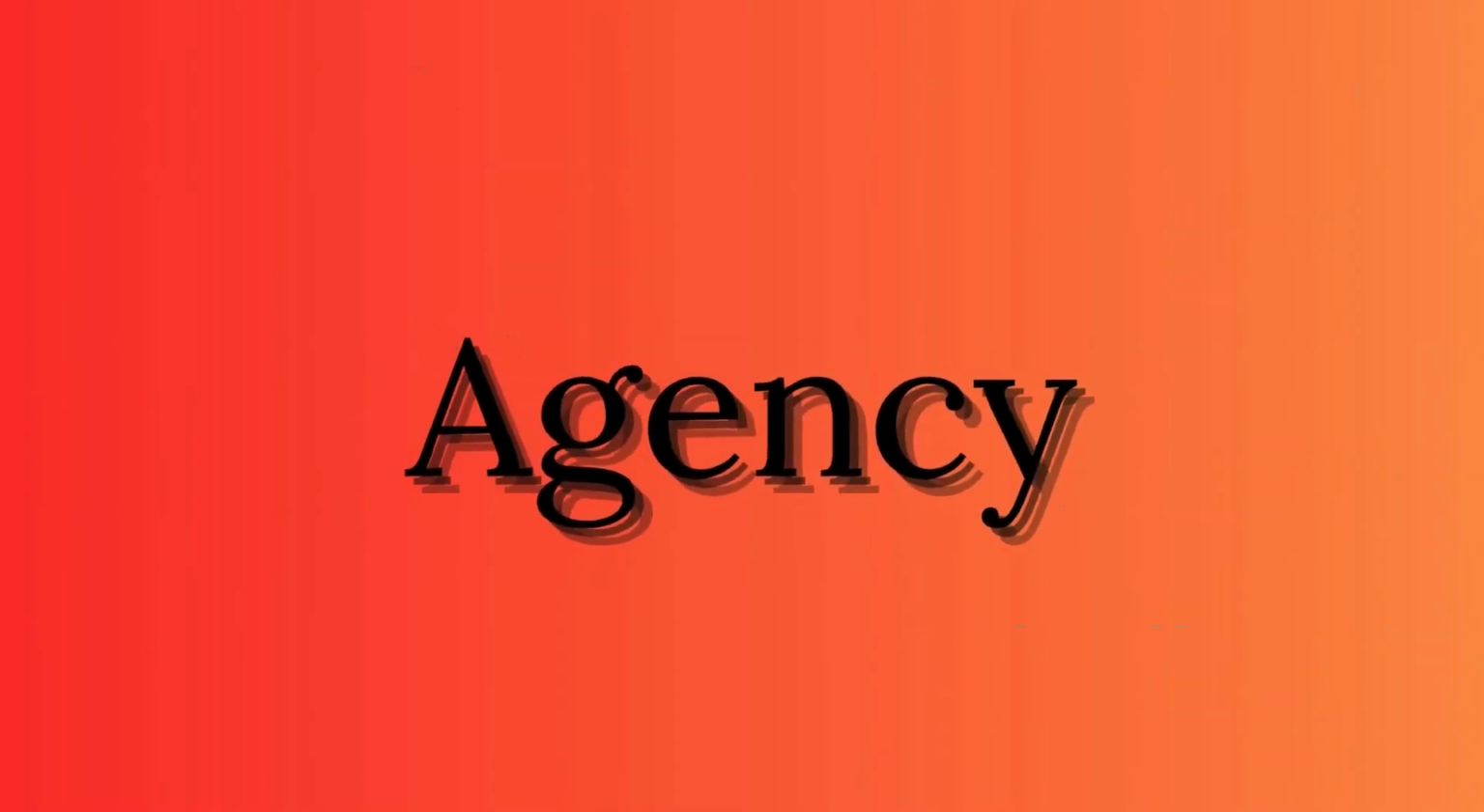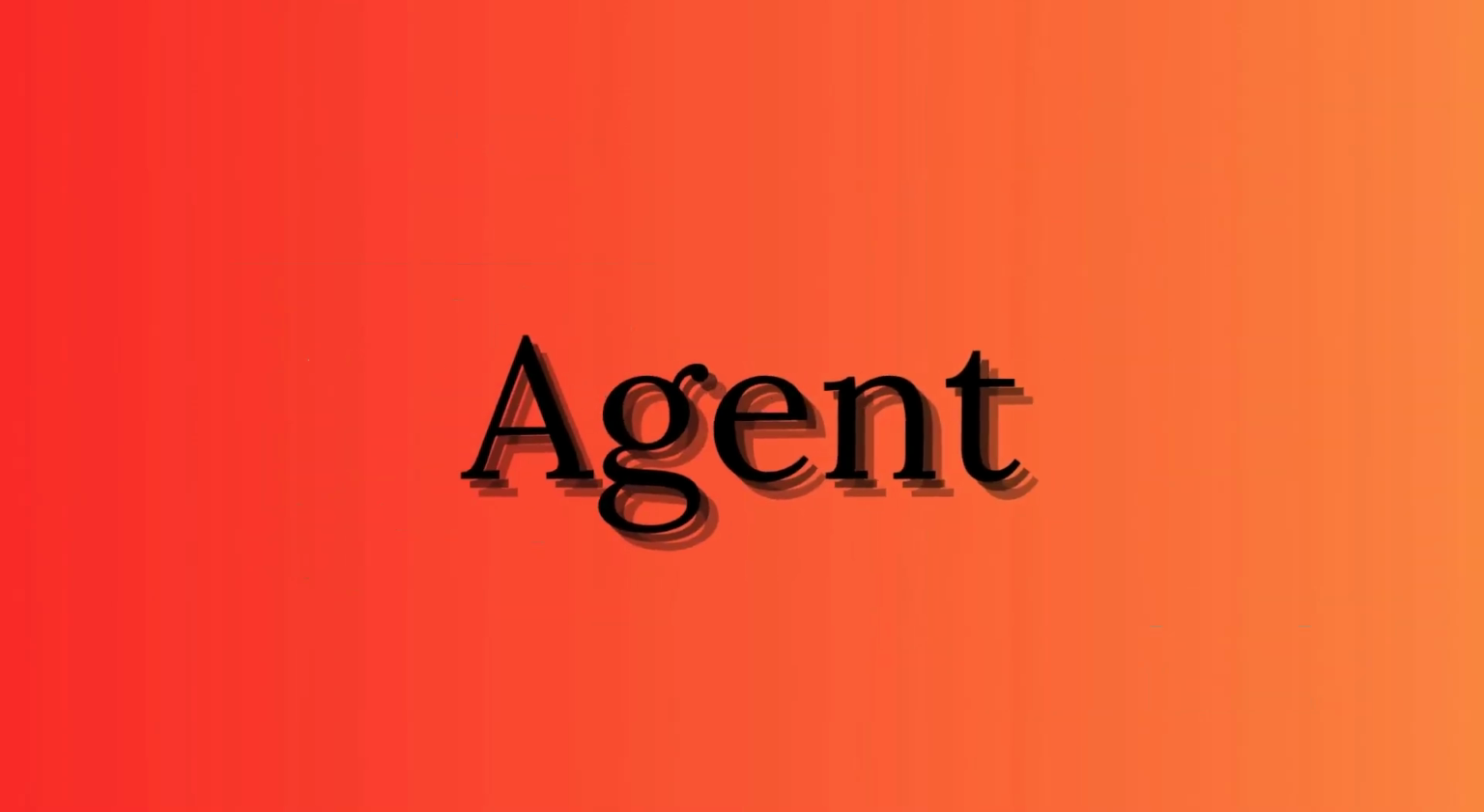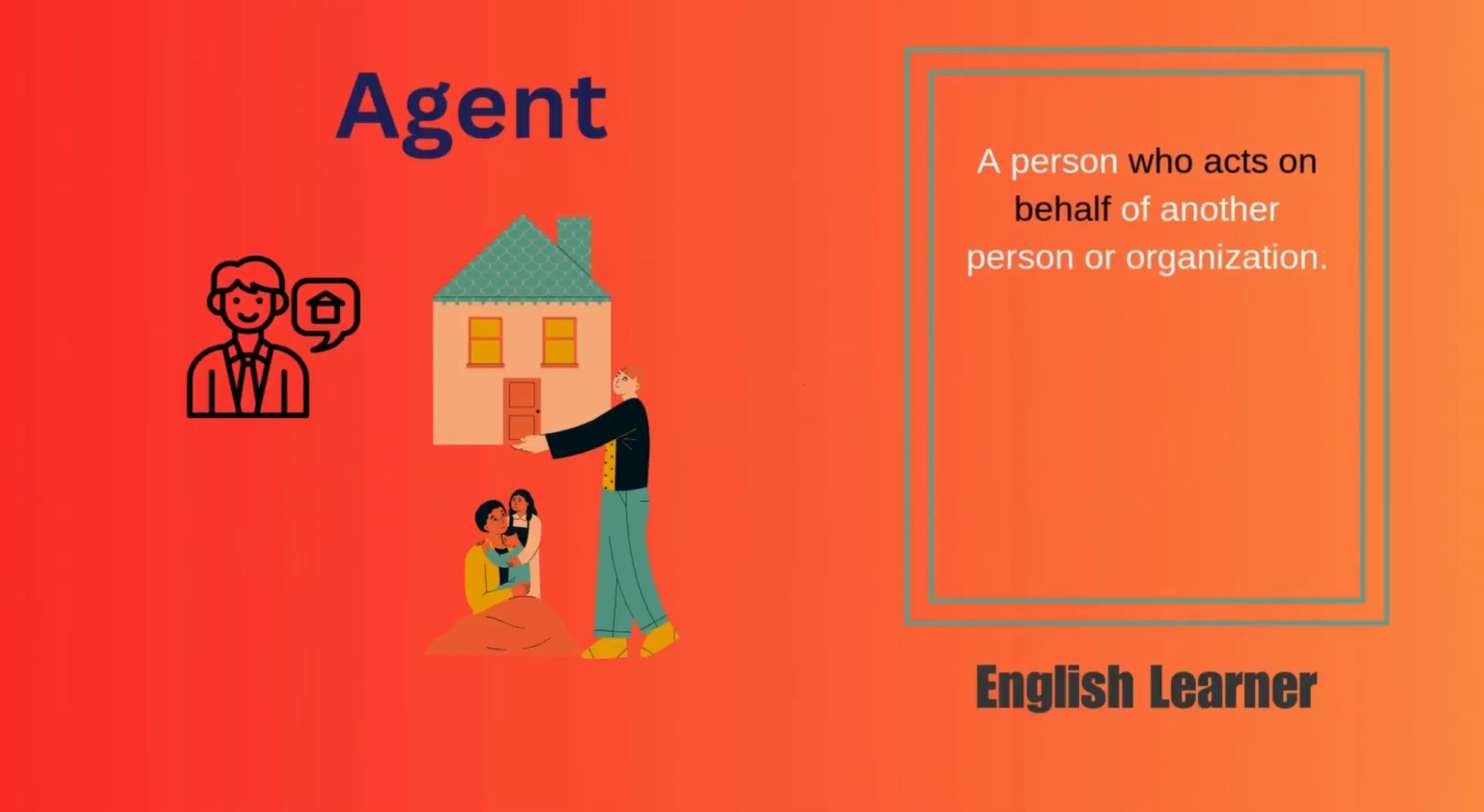Agency. A company or organization that provides services. Example. We booked our vacation through a travel agency. Agent. A person who acts on behalf of another person or organization. Example. A real estate agent helped us find a new house.